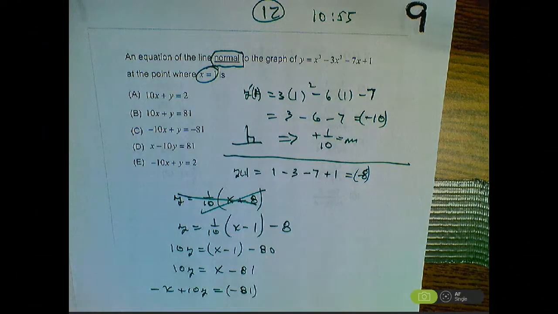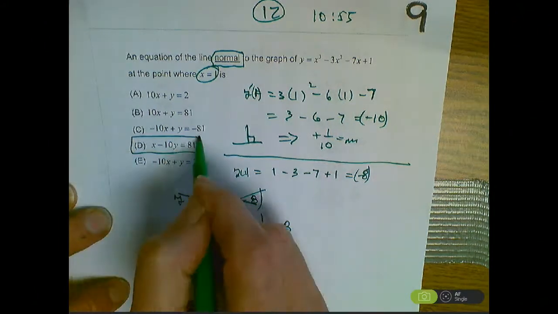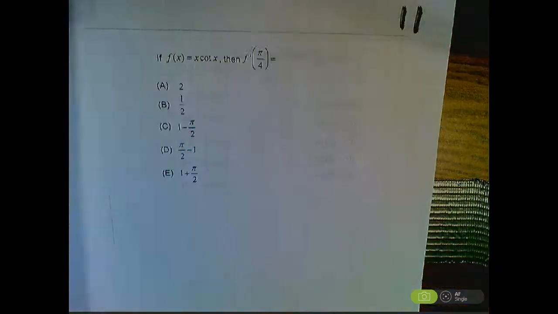No. How about if we multiply a negative 1 in there? How about x minus 10y is equal to 81? Do we have an answer like that? Yeah, we do. D. Okay, so that's that one. Okay. Now, I'm going to do problem number 10.